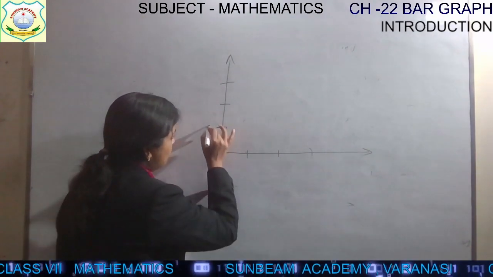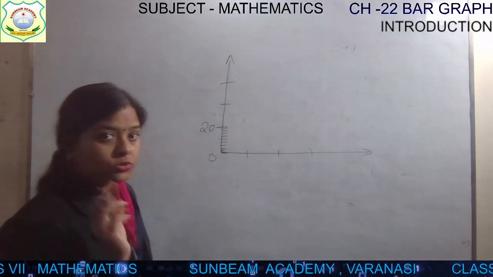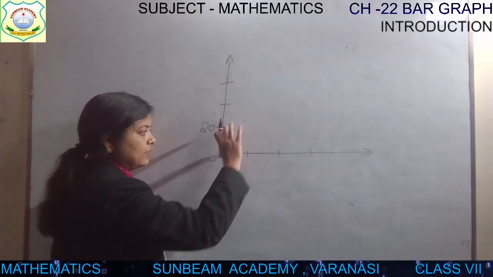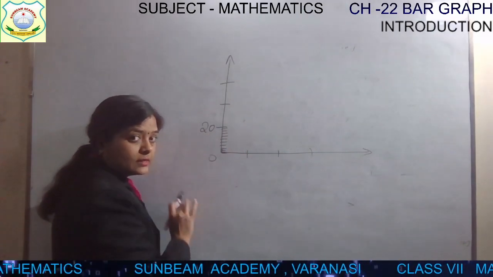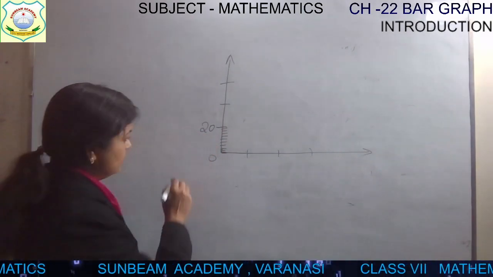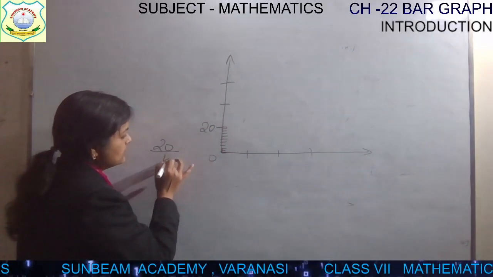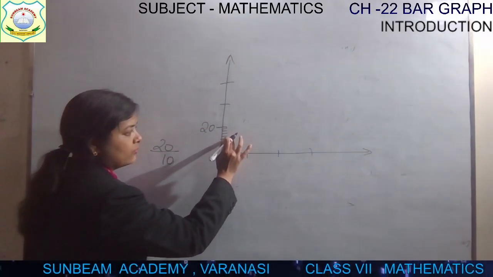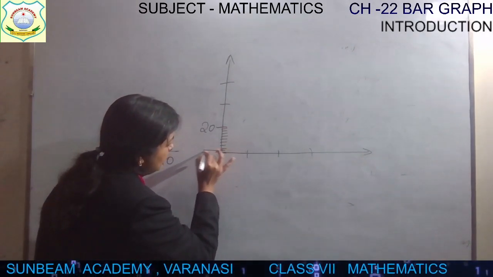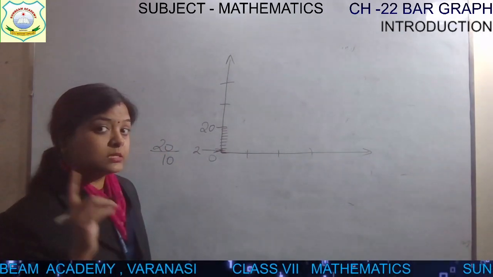Now from 0 to here, if I choose 20, so from 0 to 20, how many parts are there? How many small divisions are there? 10. So one division is equal to how much? 2. Total is 20, from 0 to 20, and 20 is divided into 10 equal parts: 1, 2, 3, 4, 5, 6, 7, 8, 9, 10 equal parts. So one value will be 2 units, one small division.